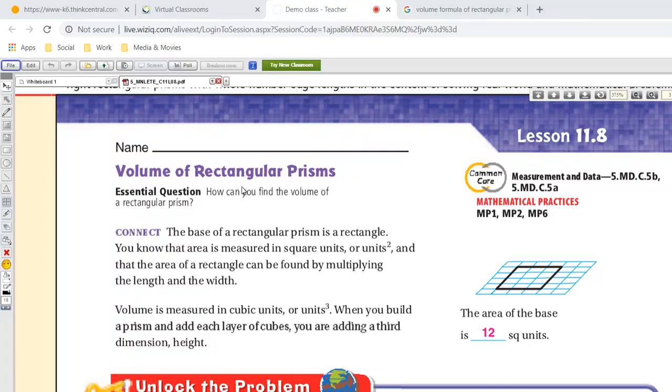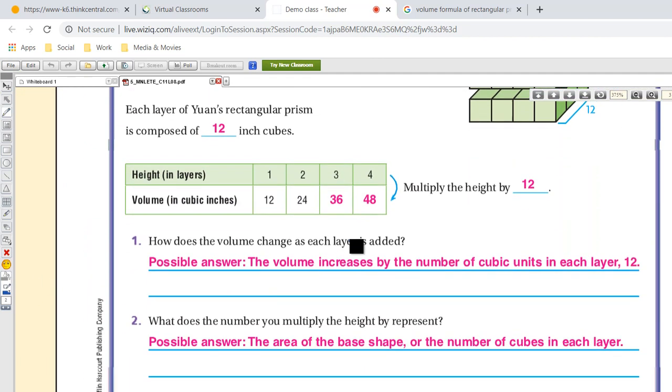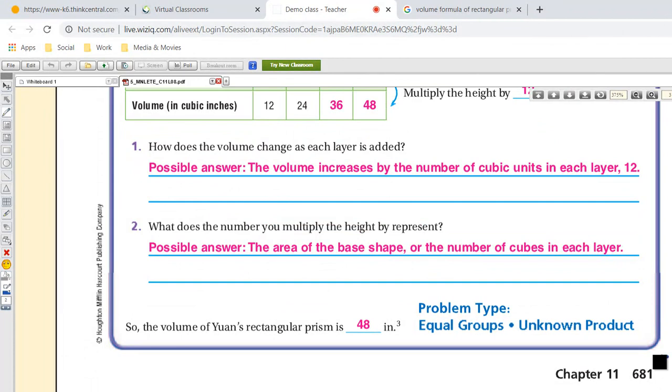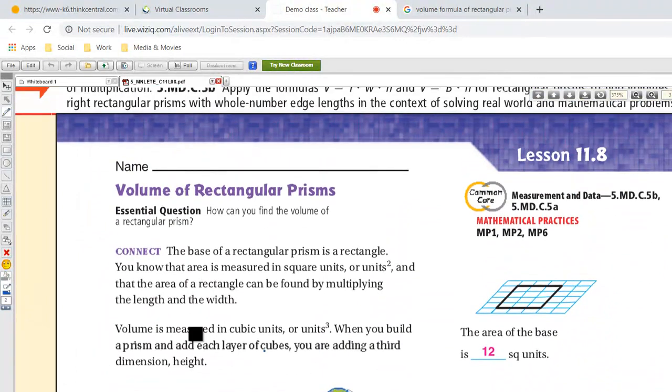Hello everyone. Today's lesson is talking about how to measure the volume of rectangular prisms. Okay, open your book on page 681. Let's start our lesson.